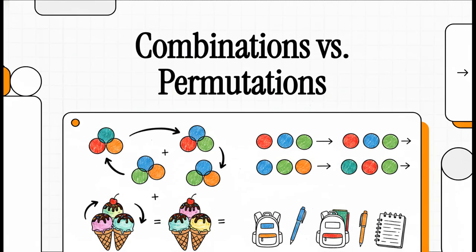Welcome to The Explainer. Today, we're going to completely demystify the math behind how we arrange the world around us. We use words like combinations literally every single day, right? But mathematically speaking, we're often using them completely wrong. So let's just dive right in and fix that.